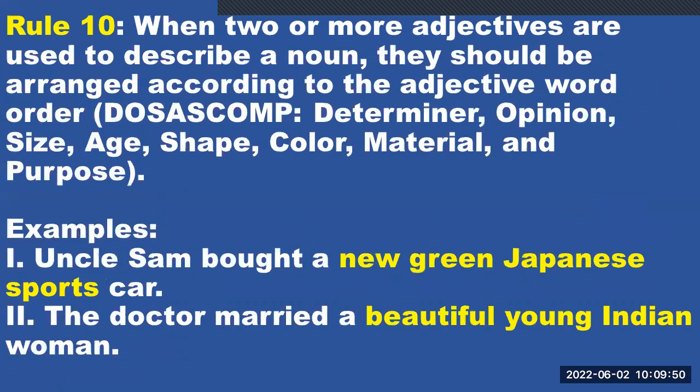Then rule number 10: when 2 or more adjectives are used to describe a noun, they should be arranged according to the adjective word order, which I have described with an acronym, DOSASCOM. Now, I have uploaded a video on the adjectives word order. If you want a detailed explanation of that, then you check.